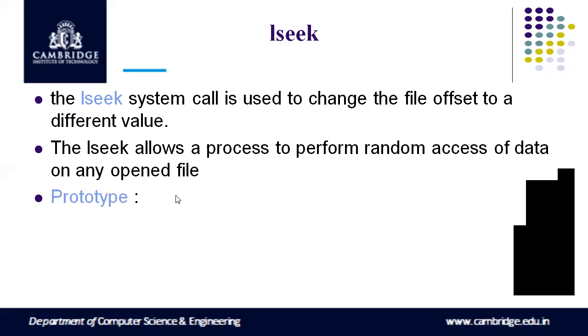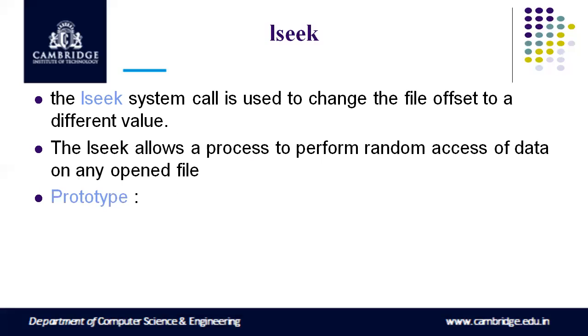Since we can change the file offset to a different value using lseek, we can easily access the data on an opened file randomly, right? So we can easily perform random access of any data, meaning you can randomly access any of the data because we have the ability to change the file offset using lseek.